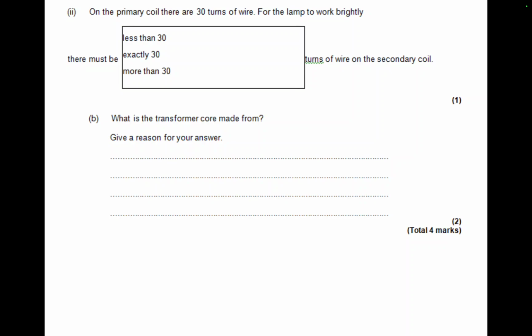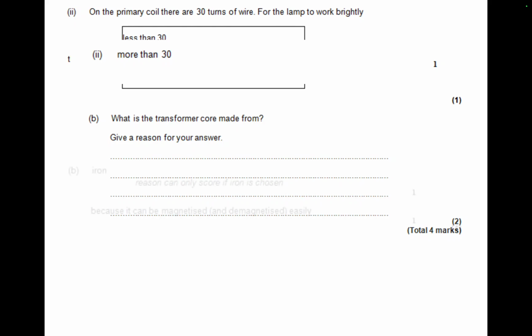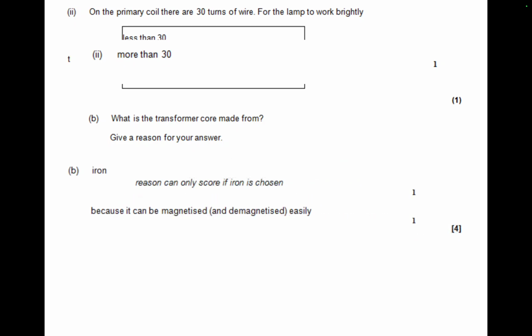On the primary coil, there are 30 turns of wire. For the lamp to work brightly, there must be more than 30. What is the transformer core made of, and give a reason for your answer? Straight from the last lesson, should be straightforward. They're made of iron, and it's because they're easily magnetised, or you could say demagnetized.